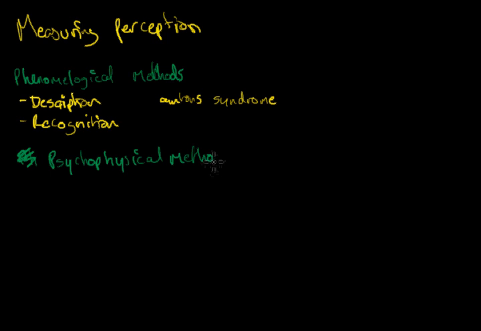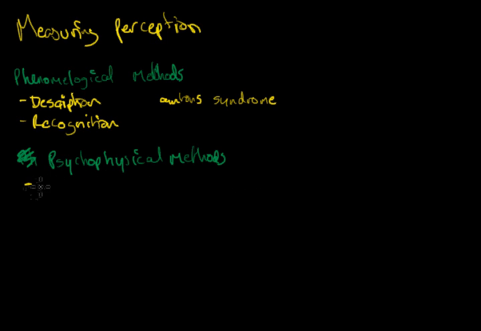So this is kind of an ingenious extension of the phenomenological methods, where people are saying, okay, so we're getting people to describe things and recognize things, and that's all very good, but how can we begin to quantify, to put numbers on perception? And that's where the psychophysical methods came in. We'll do a bunch of videos on psychophysics after this one, just to delve into it, because the methods are so clever.